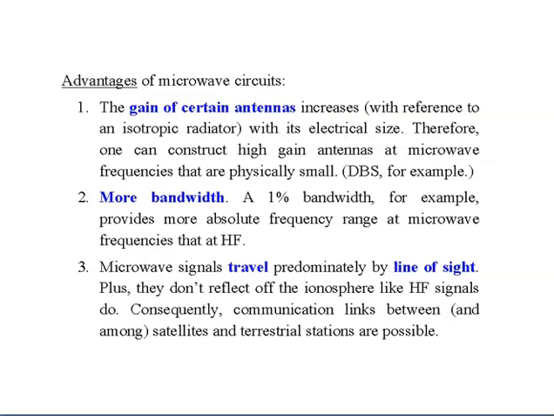Number 2, more bandwidth. A 1% bandwidth will provide more absolute frequency range at microwave frequencies compared to high frequency. Number 3, the microwave signal would travel predominantly by line of sight, meaning that you don't have much reflection like what you have with high frequency signals. That's why communication links between satellite and terrestrial stations use microwave frequencies, which is the higher frequency, 1 GHz and above.